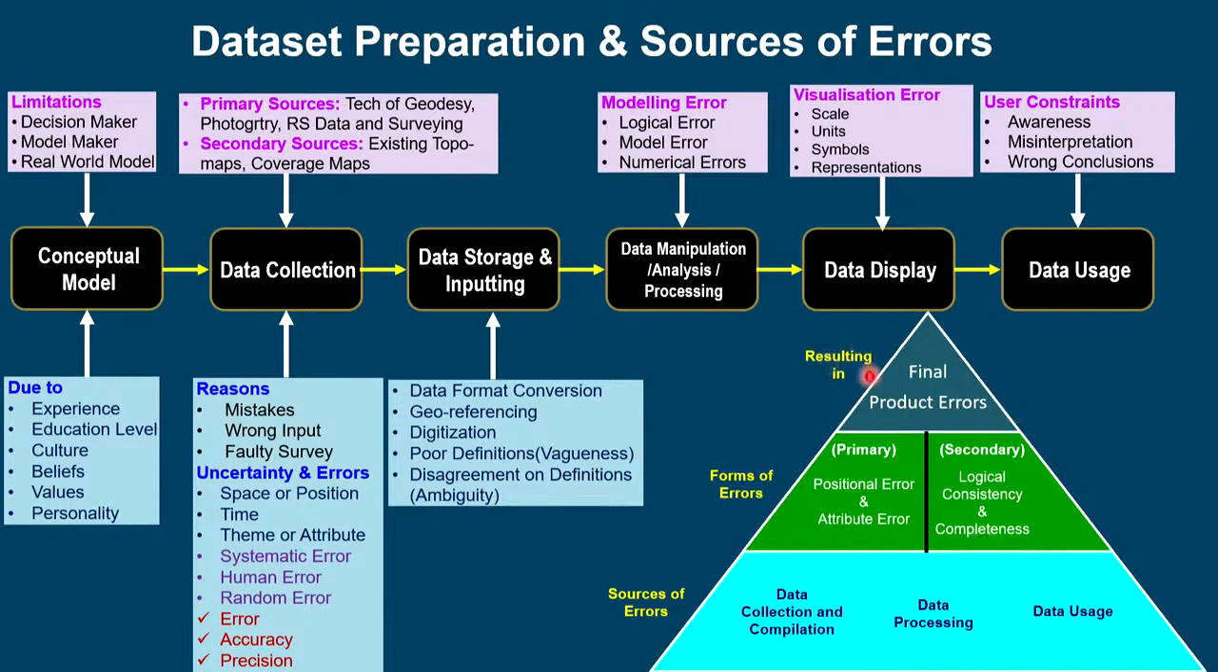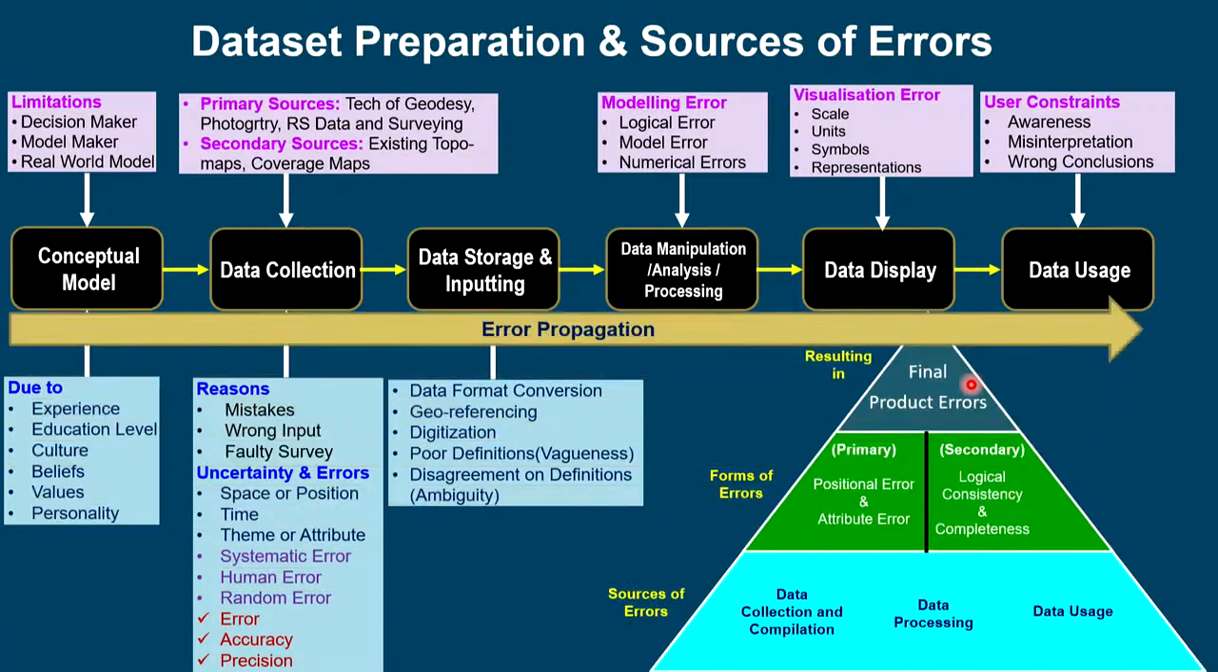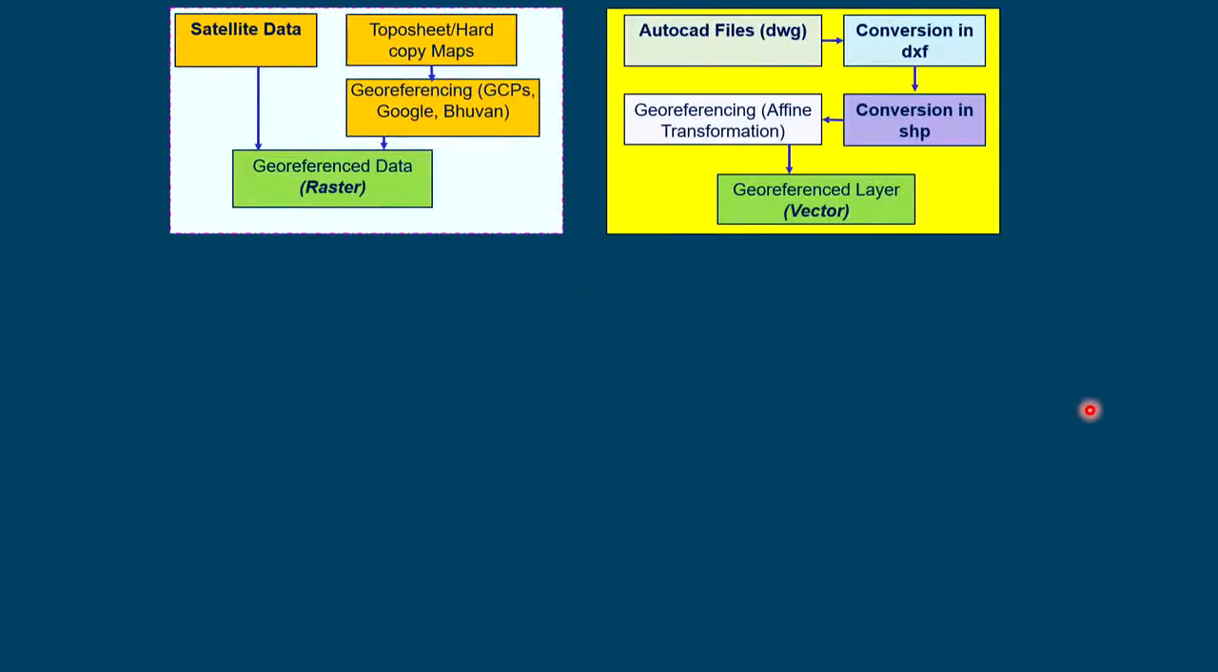And finally you are resulting into the final products or final errors. Yeah, that is already mentioned. Each error is moving from the initial stage to the higher stages, that is called error propagation.